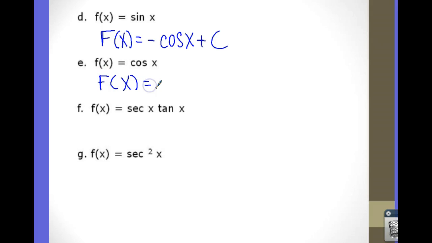Okay, antiderivative of cosine? Now, this is where they get goofy, because normally if you take a derivative of a cosine, it's a negative sine. So it's positive in reverse.